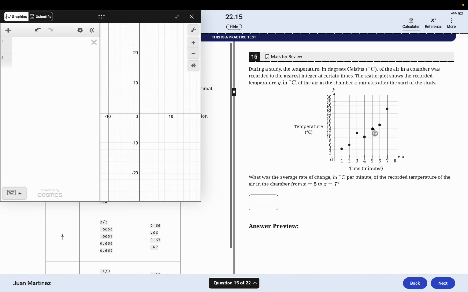Oh, it's counting in increments of 2. So 2, 4, 6, 8, 10. 1, 2. So 10 over 2 is 5.